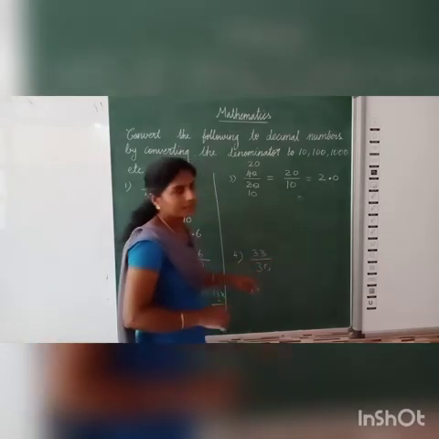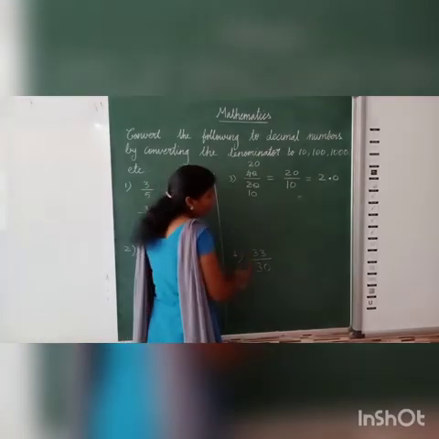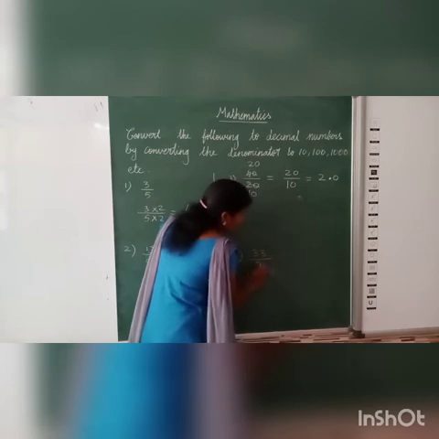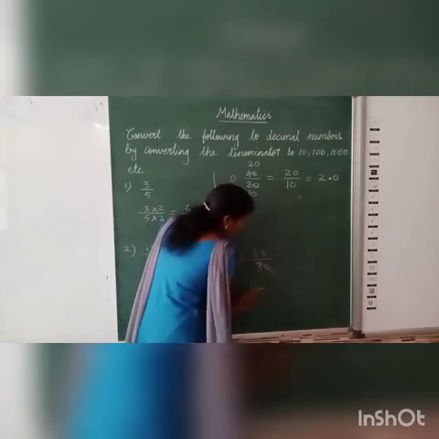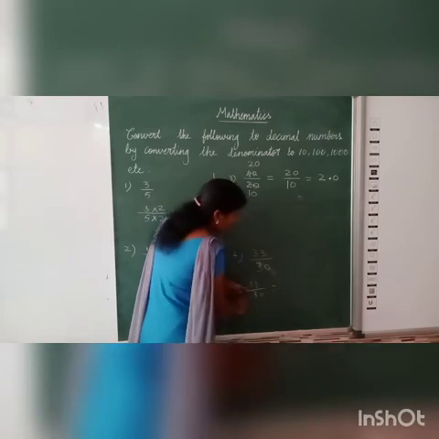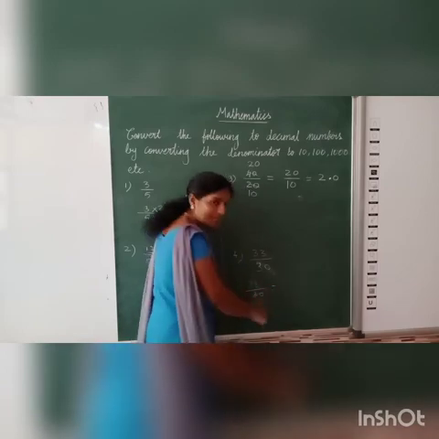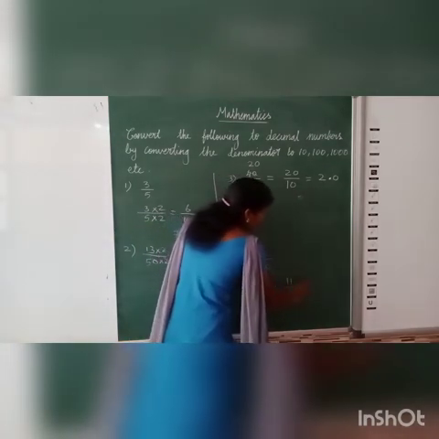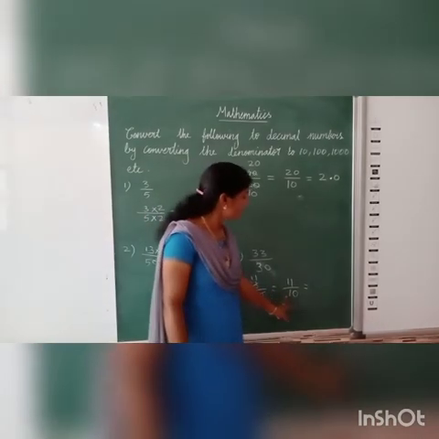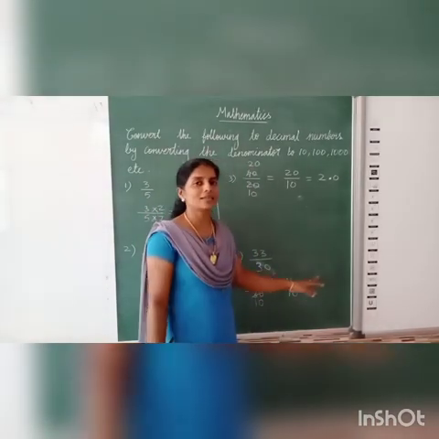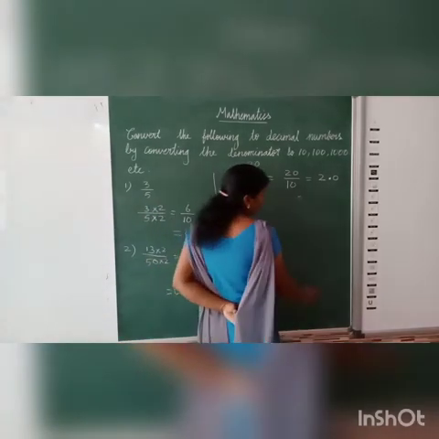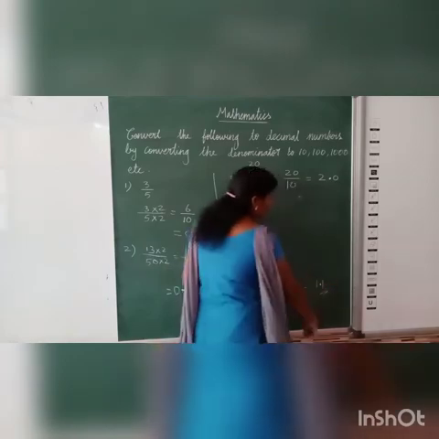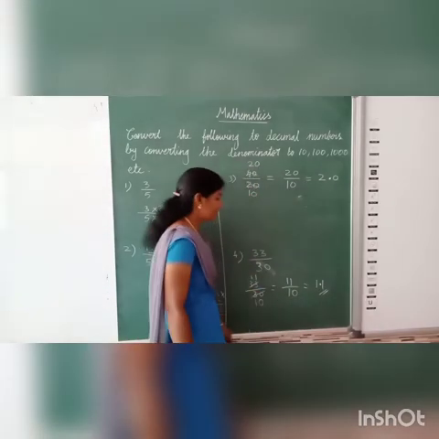33 by 30. Here also we can use the 3 table. 1 3 is 3, 0, 10 3s are 30, and 1 3 is 3, 1 3 is 3, so 11 by 10. We have denominator 10, now we can write it in decimal form. After the point we need only 1 digit, here already we have 2 digits, so we put the point here. So what's the answer? 1.1 is the answer.